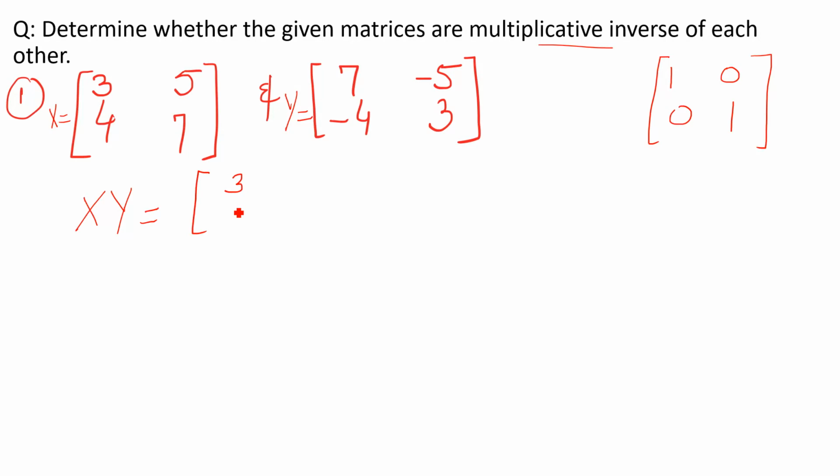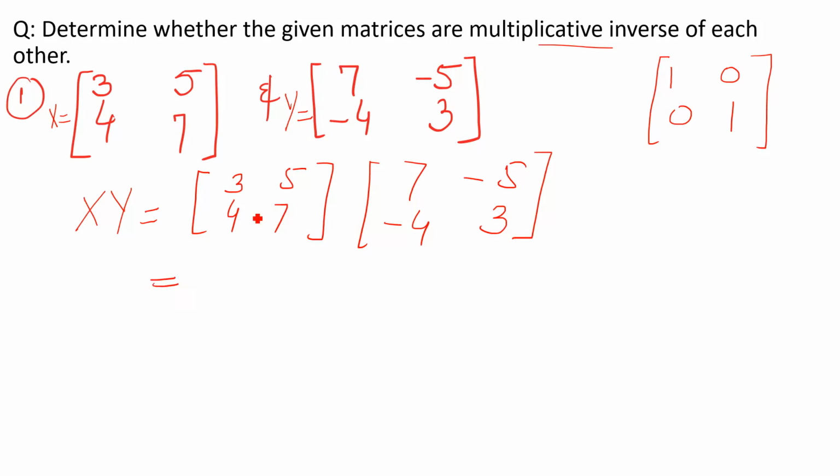First we will write down 3, 4, 5, 7, and the Y is like this. In multiplication, keep in mind if it is XY, you have to write down X first. If it is YX, then you have to write down Y first. Okay, multiply the first row with this column, then the same row with the second column.